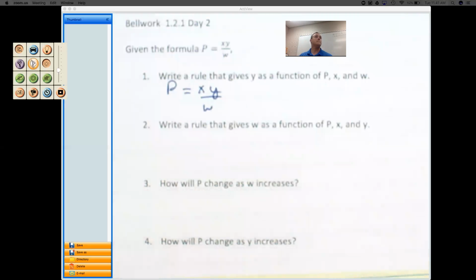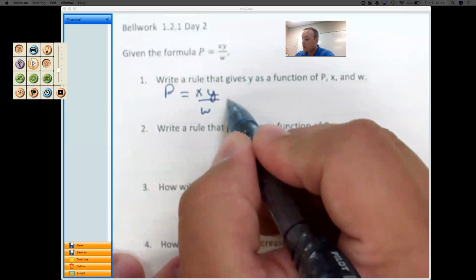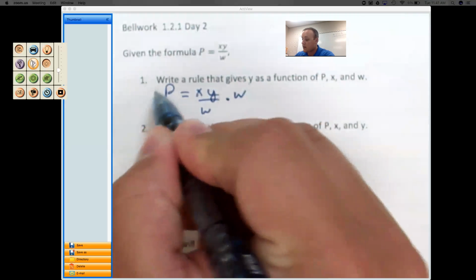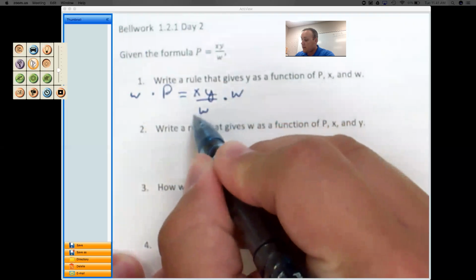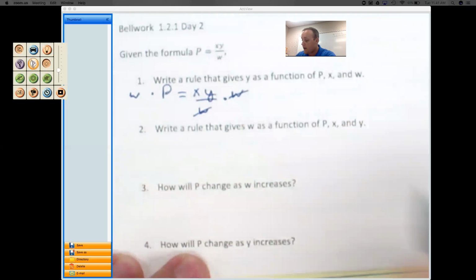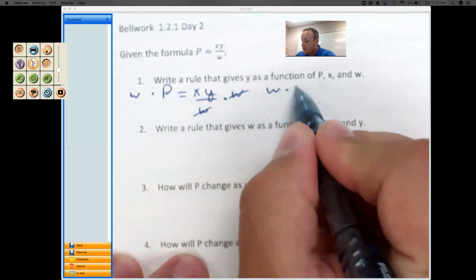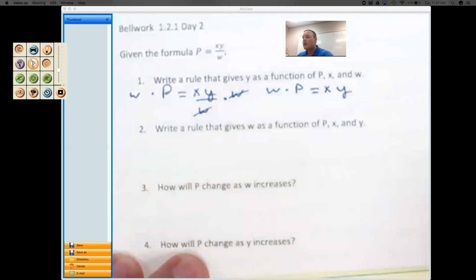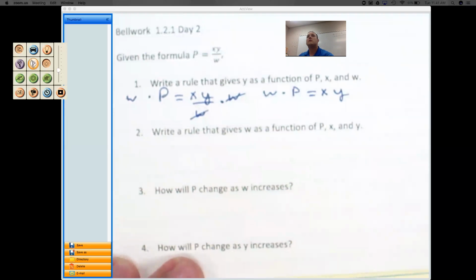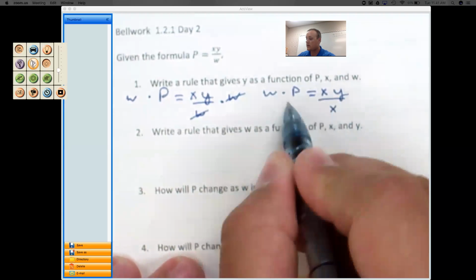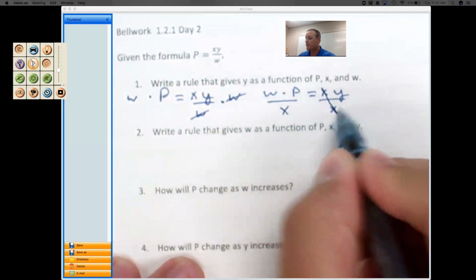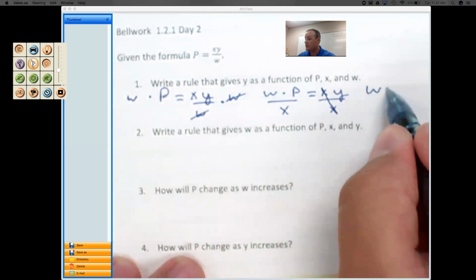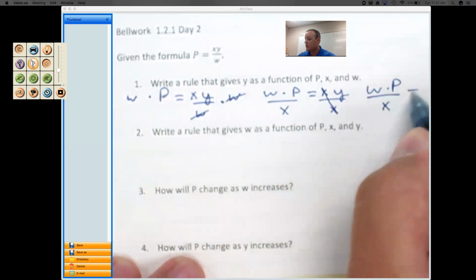To get y by itself, you multiply by w on both sides. Whatever I do to one side, I must do the other. So my w's cancel out. So now I have w times p equals x times y. So now what? Somebody else. Yes, Harley. Divide by x. And so we end up having w times p over x equals y.